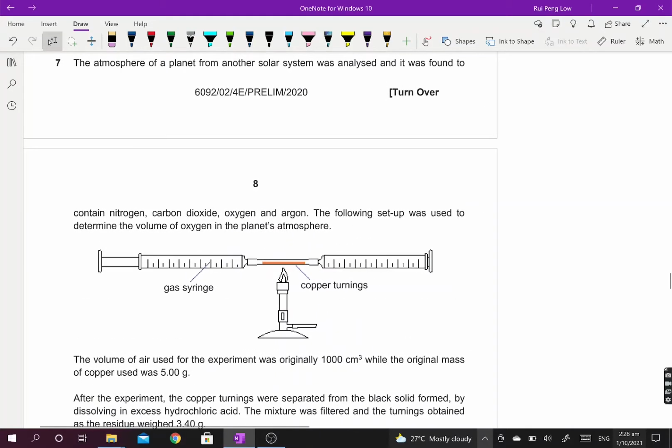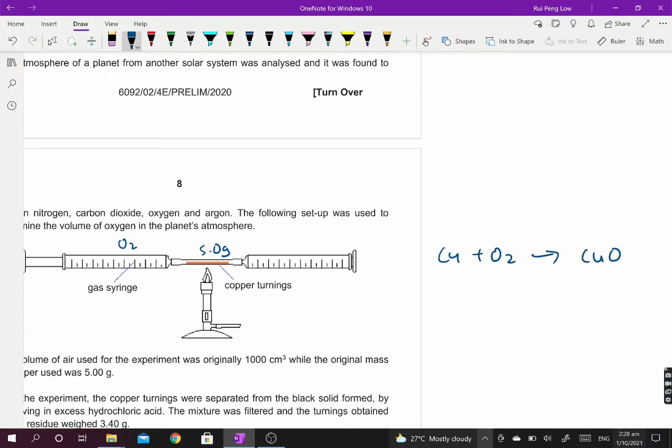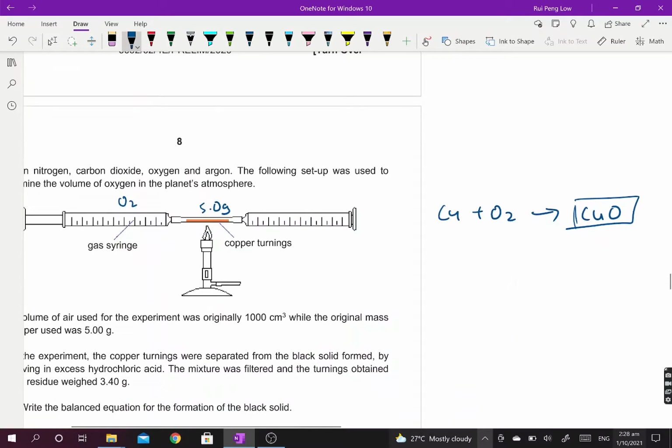So what happens here is that at first we have 5.0 grams. If this gas stream actually contains some O2, then Cu plus O2 will give you CuO. So the oxygen will react with your copper to give you your copper oxide. Now, after the reaction, you will have two things: copper oxide and copper.